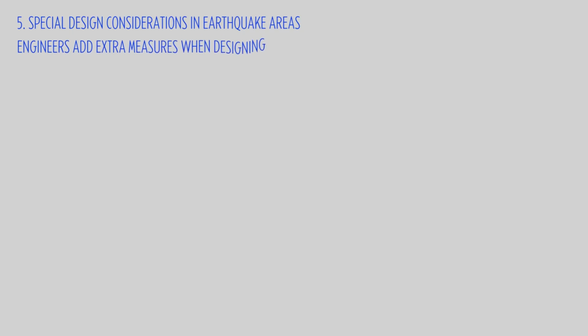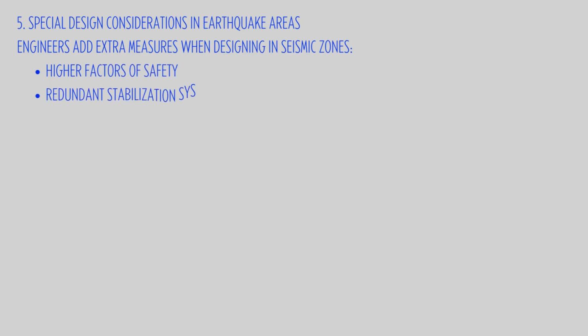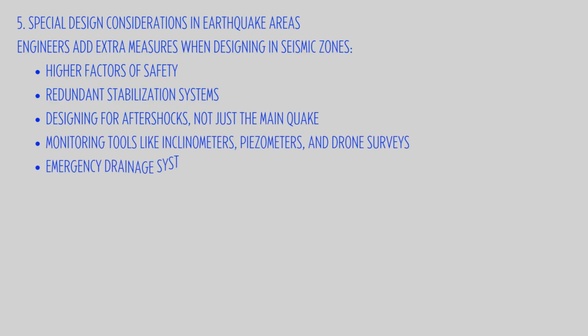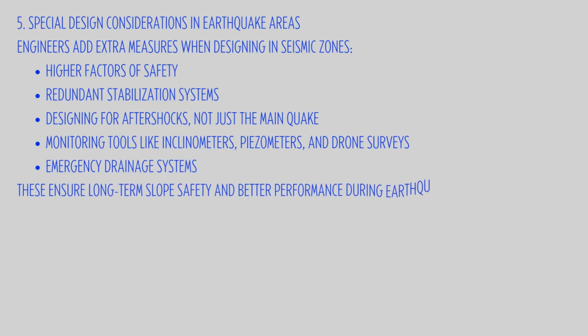5. Special design considerations in earthquake areas. Engineers add extra measures when designing in seismic zones. Higher factors of safety, redundant stabilization systems, designing for aftershocks, not just the main quake, monitoring tools like inclinometers, piezometers, and drone surveys, and emergency drainage systems. These ensure long-term slope safety and better performance during earthquakes.